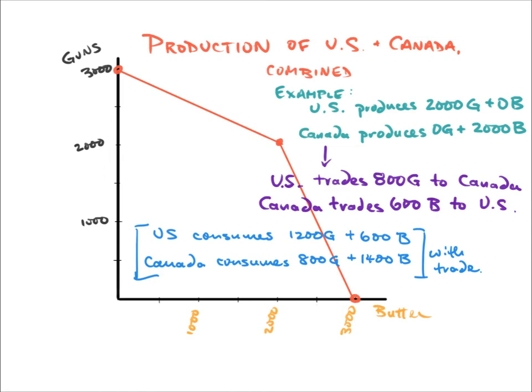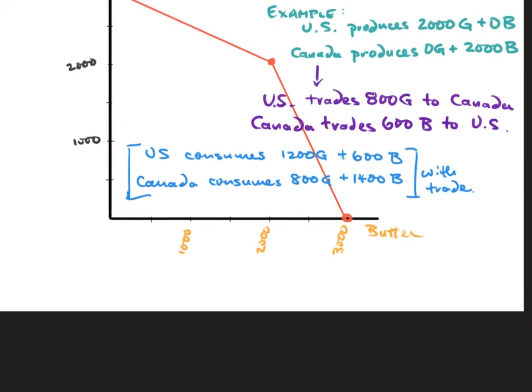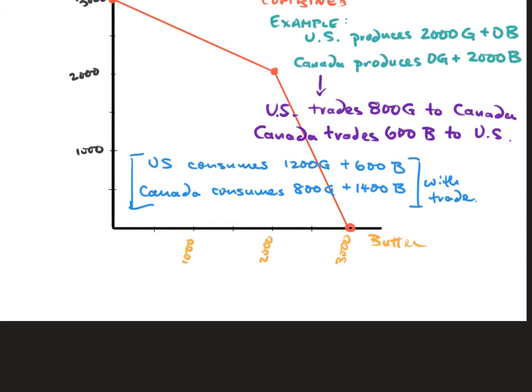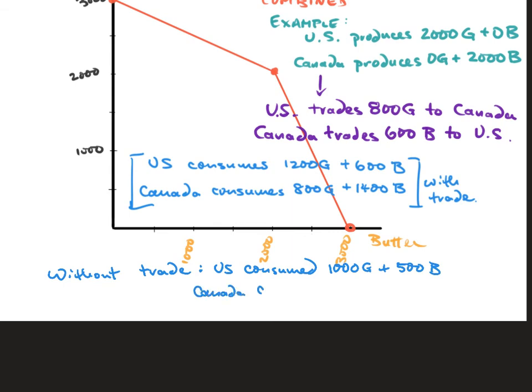Okay, let me compare that to what they did without trade. Without trade, the US consumed 1,000 guns plus 500 butter. And Canada consumed 500 guns plus 1,000 butter.